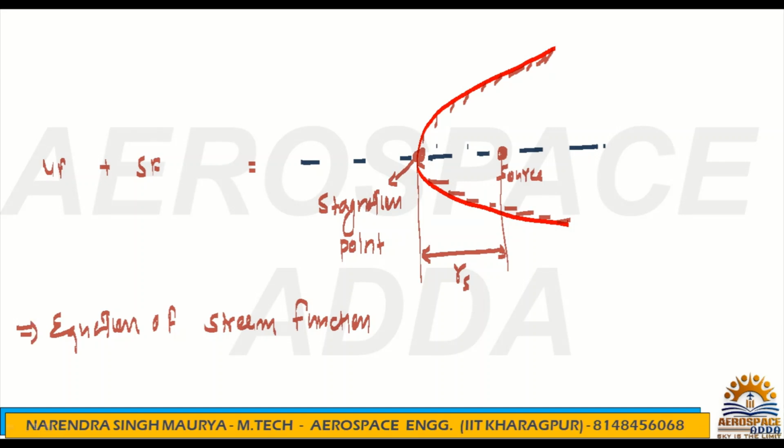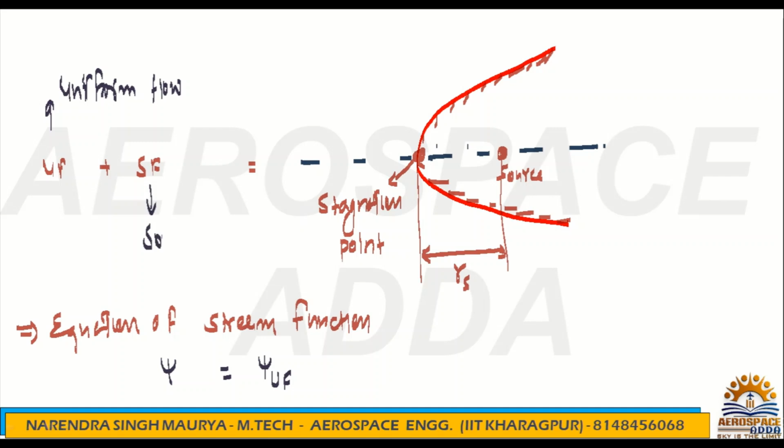Then what is the psi? Psi is the equation of the stream function. Psi is nothing but uniform flow plus the stream function of source flow.